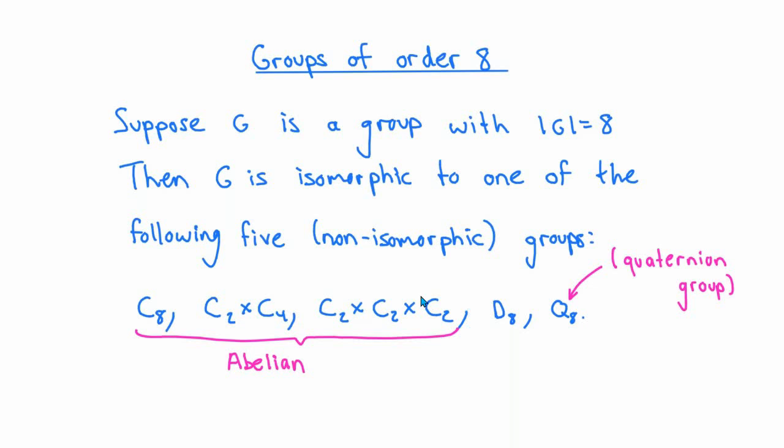Now, before we move on, it's worth pointing out that the first 3 groups in this list are all abelian groups, but the last 2 groups here are both non-abelian groups. And so here, all of a sudden, you have 5 different non-isomorphic groups of the same order, which shows you that for some orders, things can get a little bit more complicated.